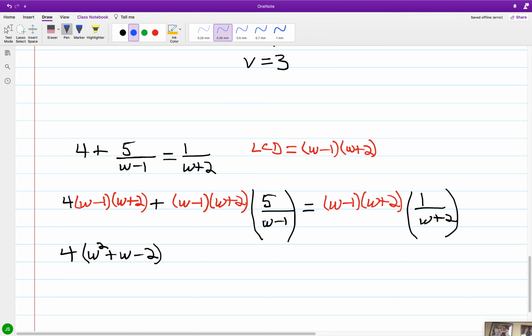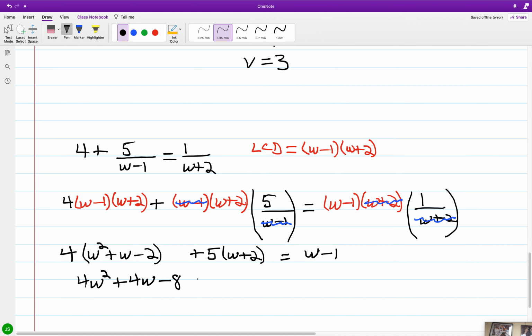Now for clearing out the denominators, okay, so we still have 5 times the quantity of w plus 2. And for 1 over w plus 2 cancels out. So you got 1 times w minus 1. And looking at what we have here, so you have 4w squared plus 4w minus 8. 5 over the quantity of w plus 2, so this will be 5w plus 10. And we have is equal to w minus 1.